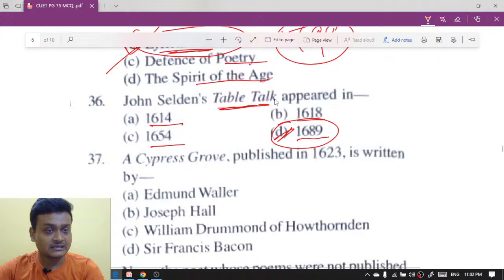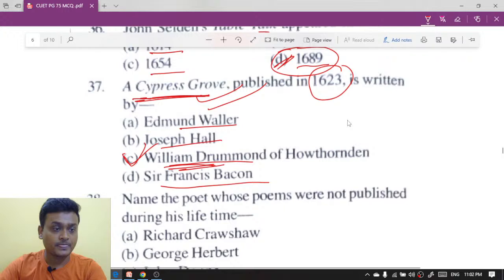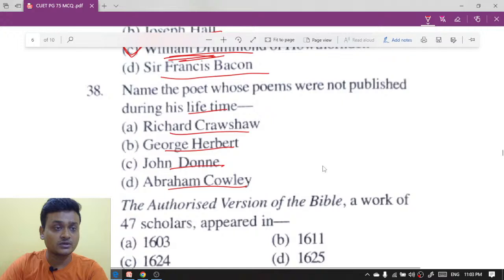Next question. Name the poet whose poems were not published during his lifetime. Richard Crashaw, George Herbert, John Donne, Abraham Cowley. The poet whose poems were not published during his lifetime is George Herbert. His poems were published posthumously after his death. So George Herbert is the right option.